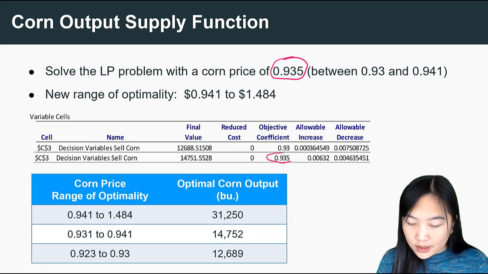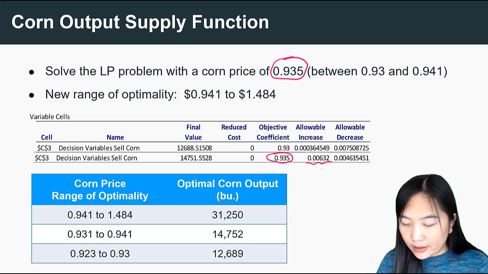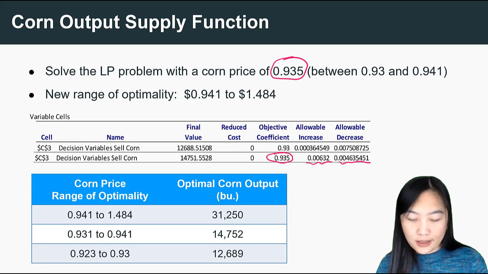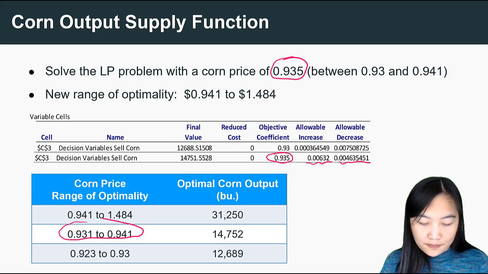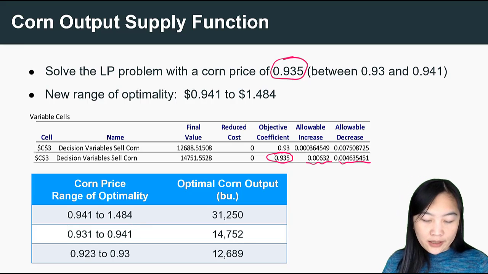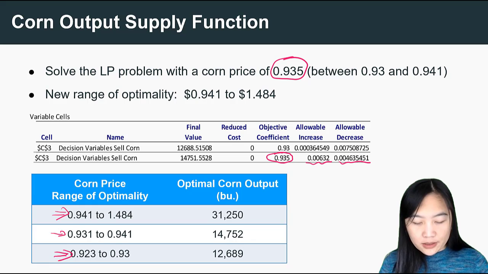So this is a report for the coefficient, which is equal to 0.935. And I again get the allowable increase and allowable decrease. I calculate the range of optimality. And this time, this is a new range of optimality. And I compare this range with the other two ranges that I previously have. And it seems like there's no gap anymore.